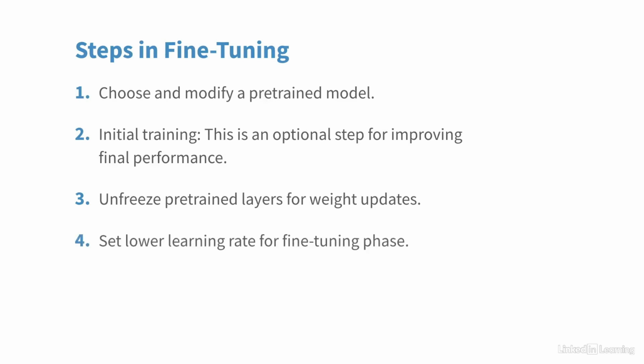Fourth step is setting the learning rate. You want to use a lower learning rate during fine-tuning to make smaller changes to the pre-trained weights, since the model is already close to a good solution. And finally, you want to train the model. New and pre-trained layers' weights are going to be updated during training with the new dataset.